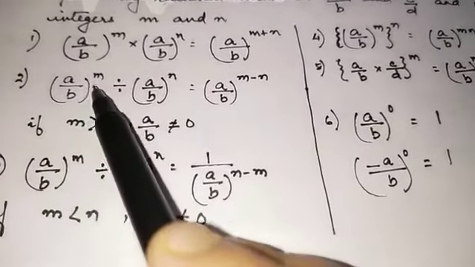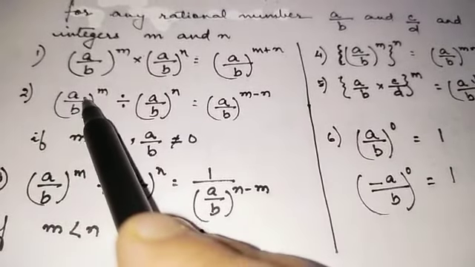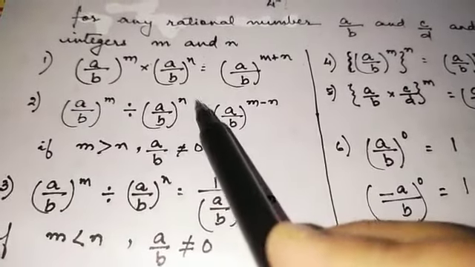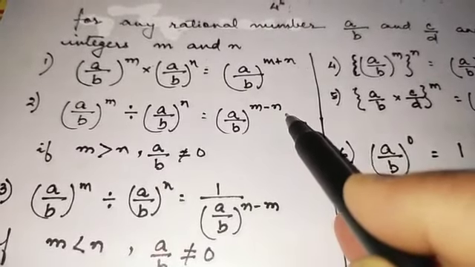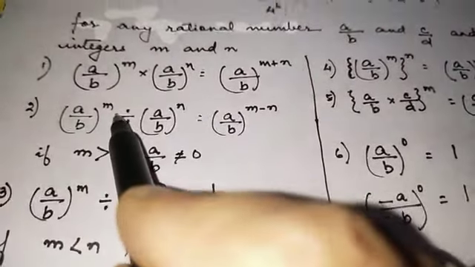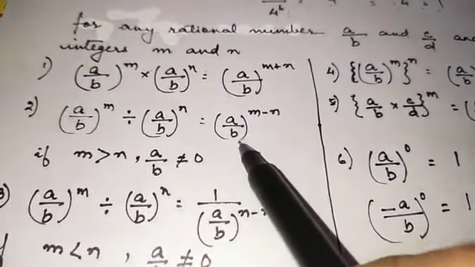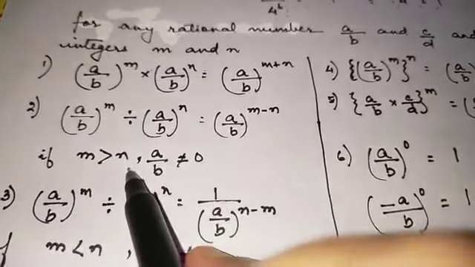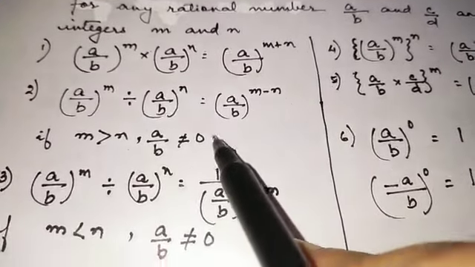Similarly, what we learned in the second law was that a raised to the power m divided by a raised to the power n, if m is greater than n, then it is a raised to the power m minus n. Now here we have taken rational numbers. So (a by b) to the power m divided by (a by b) to the power n is equal to (a by b) to the power m minus n, if m is greater than n and a by b is not equal to 0.